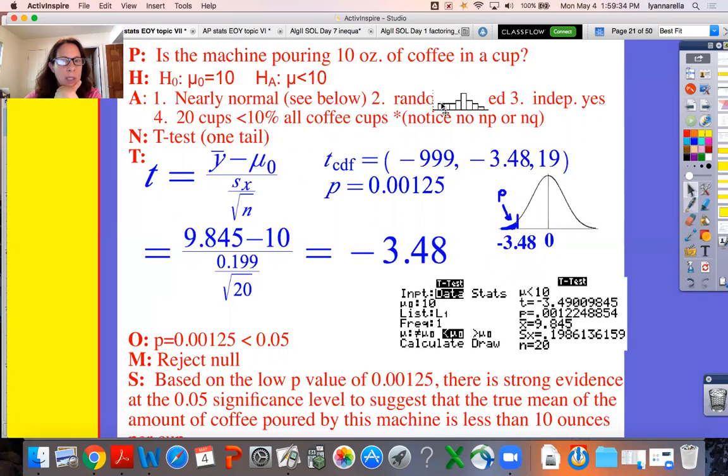So there's my nearly normal right there. It's random, it was stated. Independent: one coffee cup should not depend on another coffee cup's measurements. 20 cups is less than 10% of all cups of coffee this machine pours. And we're going to do a one-tail t-test because it's a sample mean, not a sample proportion.